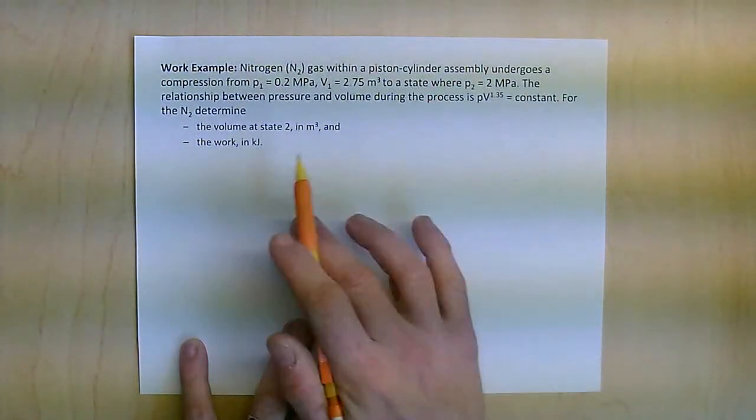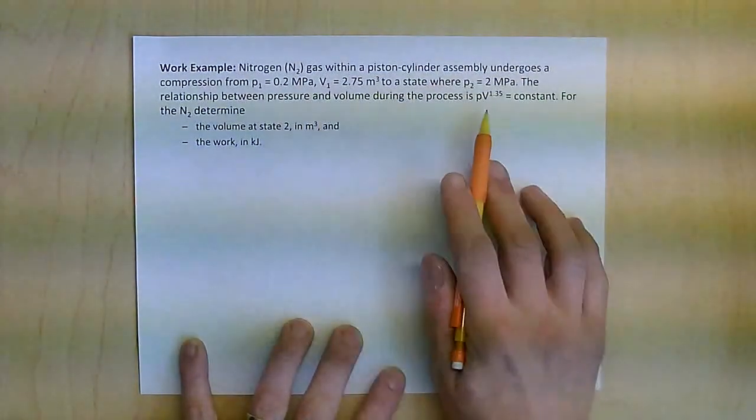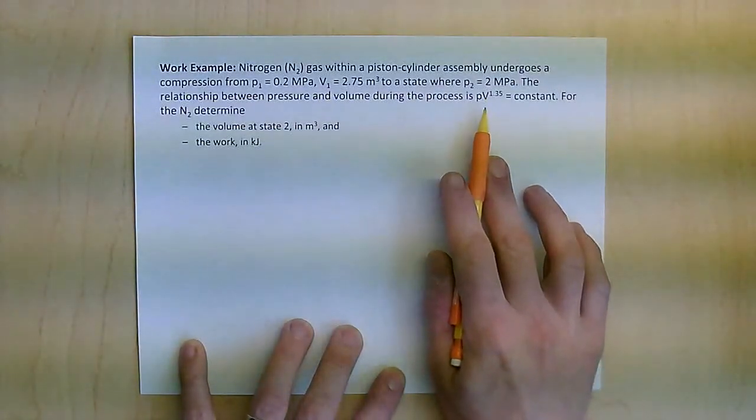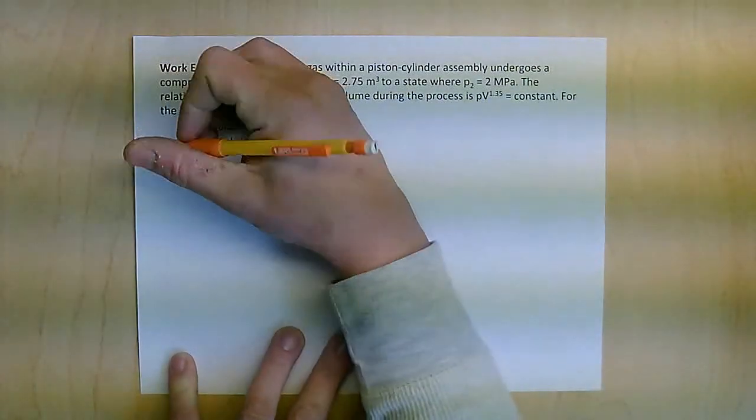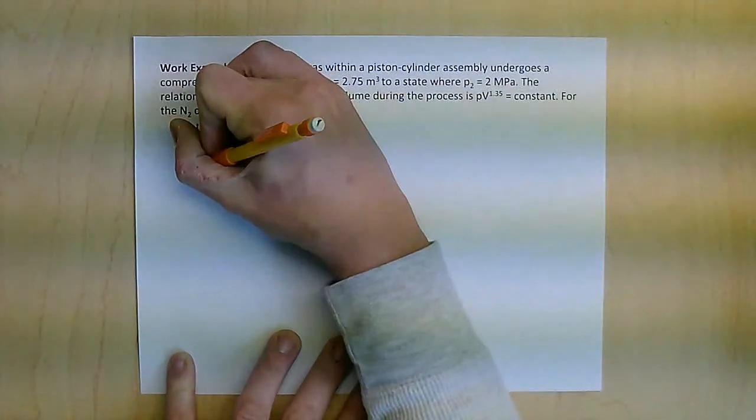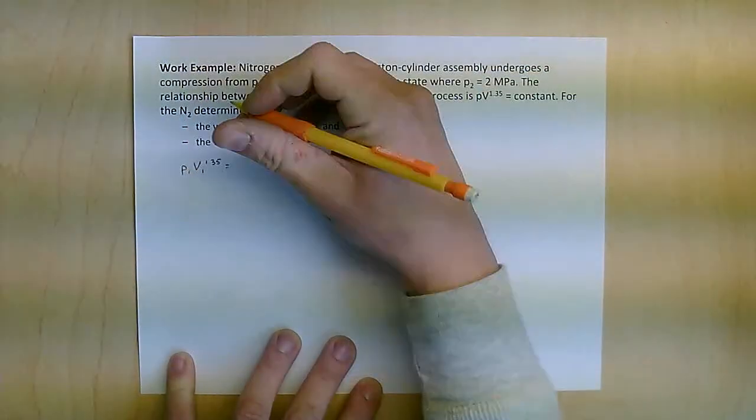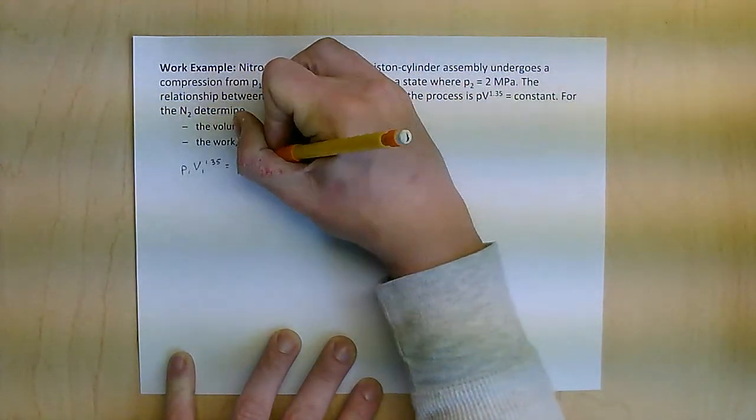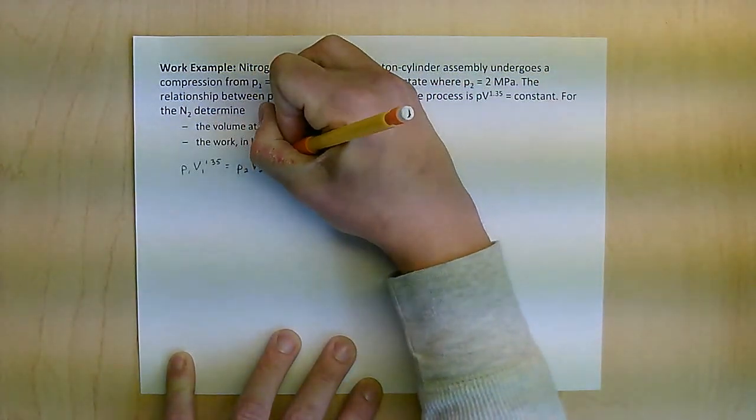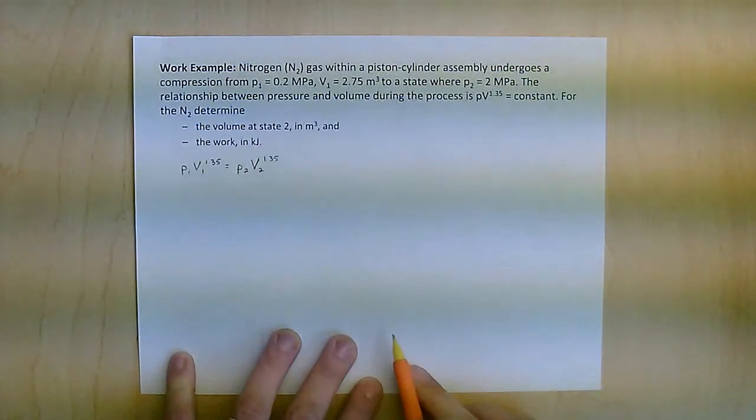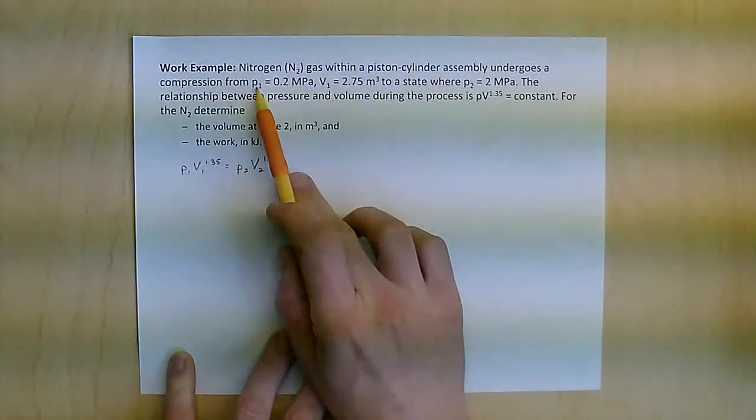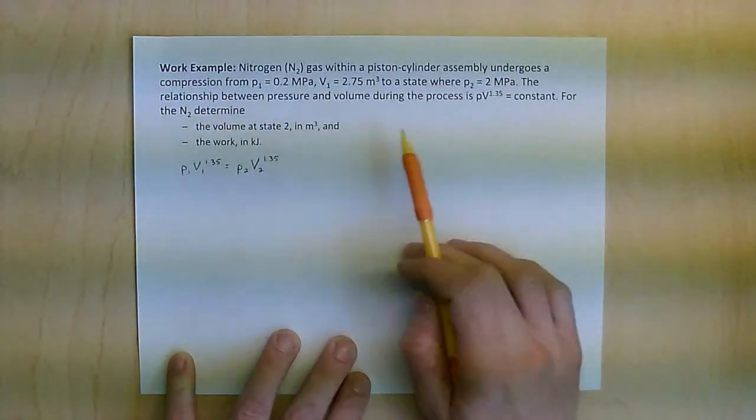So we'll start by finding the volume at the second state, which is pretty easy. We just know that this relationship is constant here. So that basically means that P1 V1 to the 1.35 equals P2 V2 to the 1.35. And of course, I know everything here. I know P1, I know V1, and I know P2.